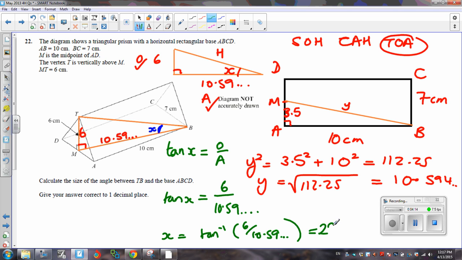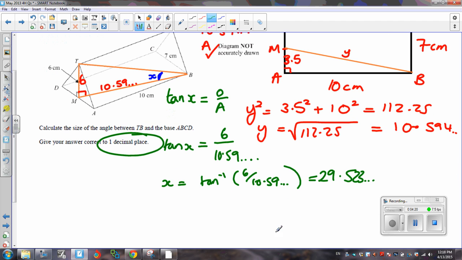That comes out as 29.523 degrees. And to round that, they're asking us to round it to 1 decimal place. That comes out as 29.5 degrees. So the angle between TB and the base is 29.5 degrees.